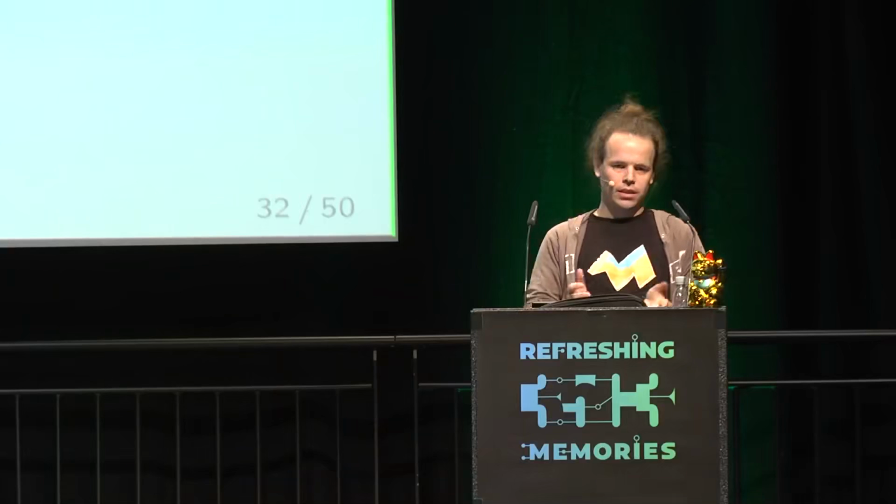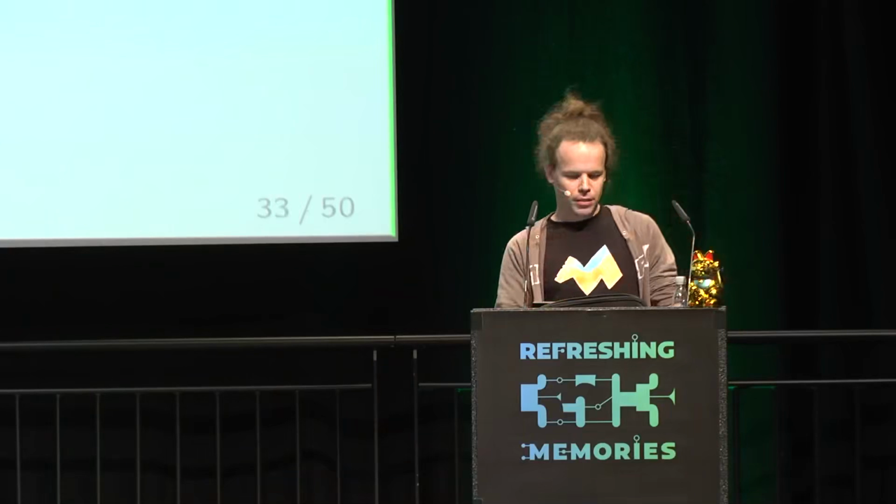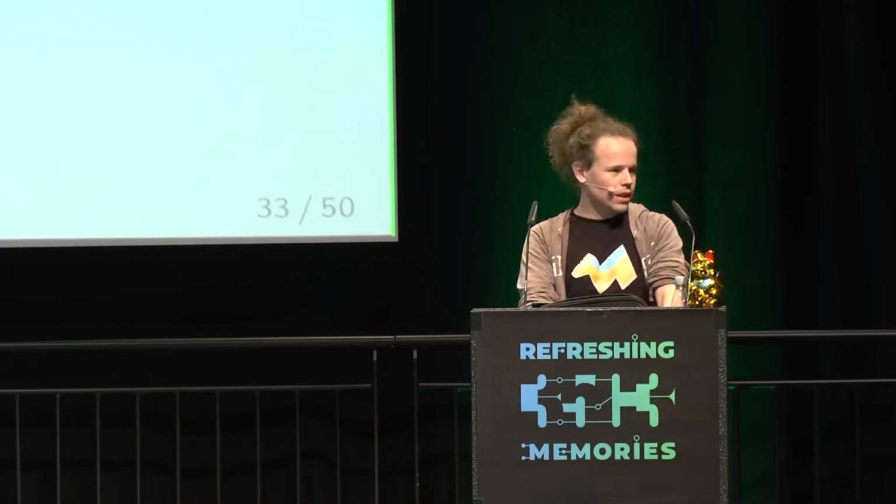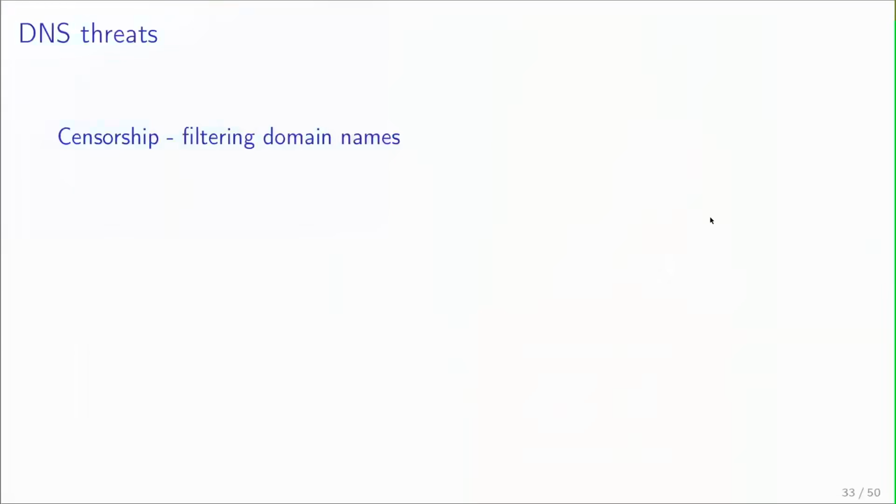DNS can also use internationalized top-level domains and domain names by using some Unicode encoding for them. What are DNS threats? On the one side, there's censorship. Anyone who runs a DNS server can filter domain names. Or if you use a DNS resolver like the one from Google or AT&T or Cloudflare, they can filter domain names at the central point.